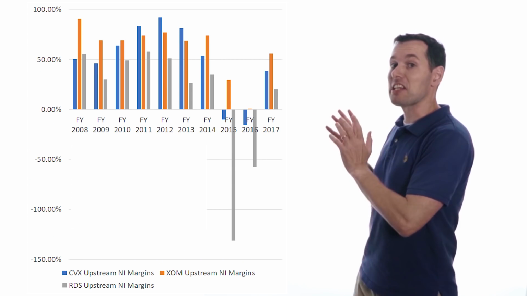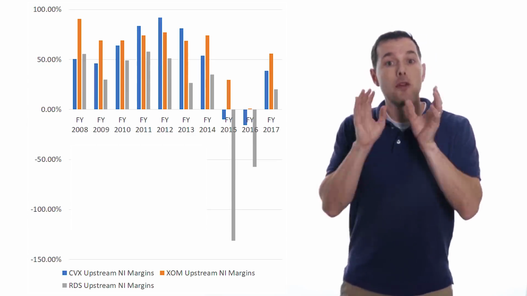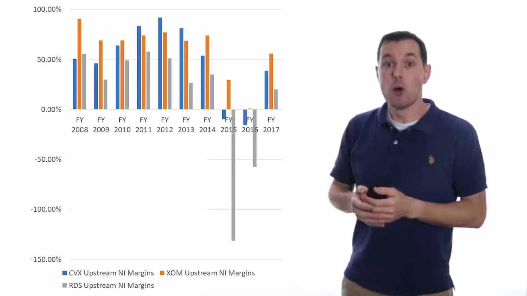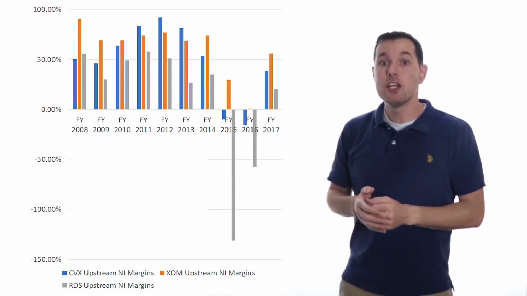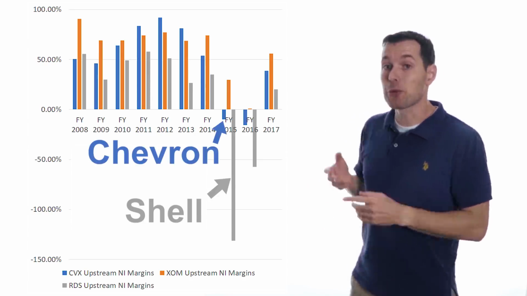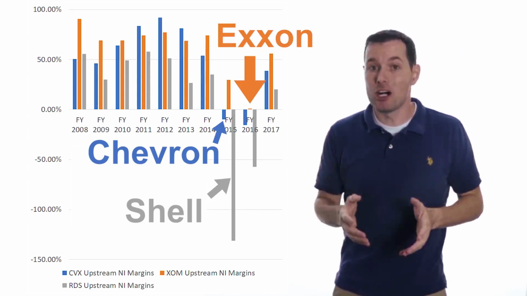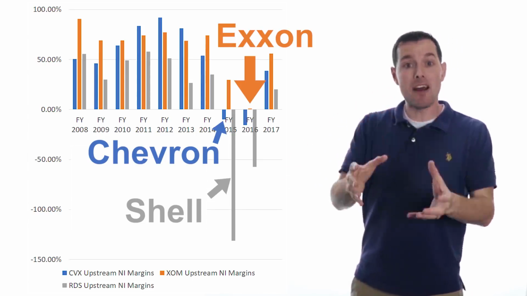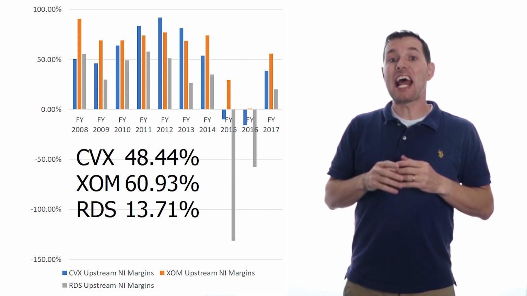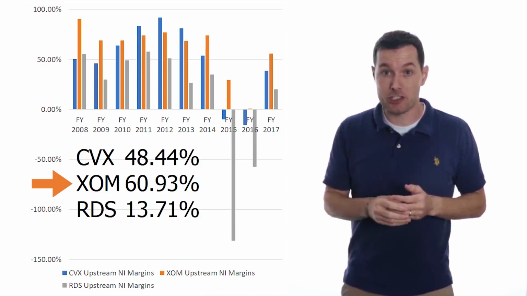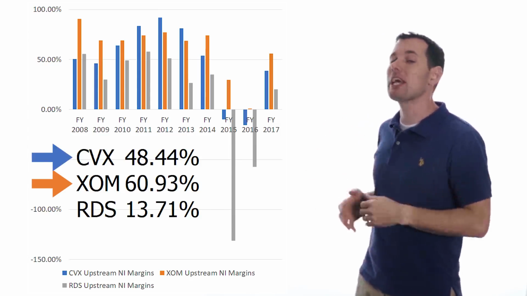Okay, there are a few interesting things in this chart. First, although their margins for upstream are great, we can see that they're quite volatile. When oil crashed back in 2015, you could see that both Shell and Chevron were losing money. And in 2016, Exxon was barely positive. Now, if we add the averages for these 10 years, we'll see that Exxon is in first with almost 61% margins, and Chevron is second with about 48%.